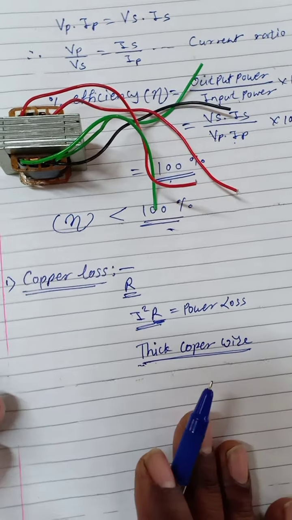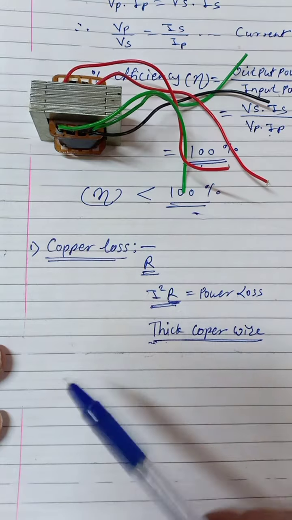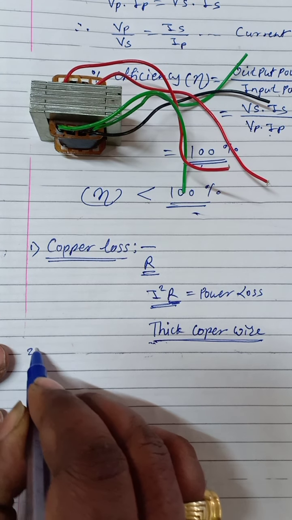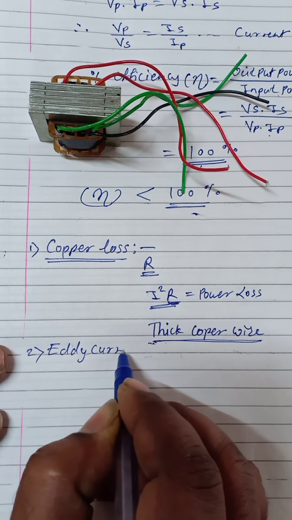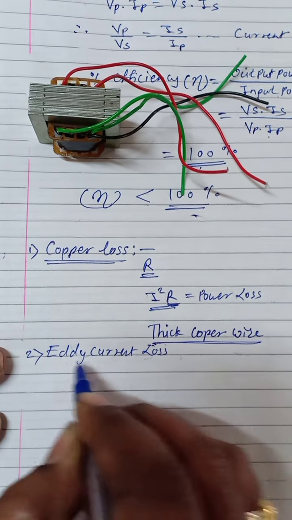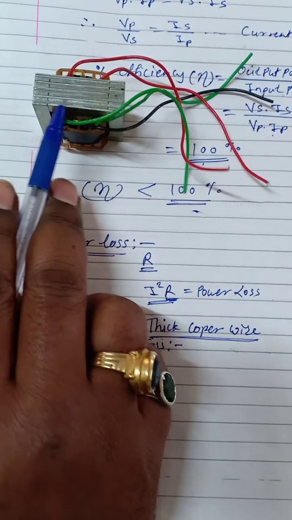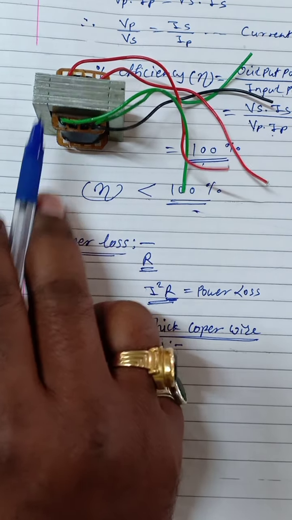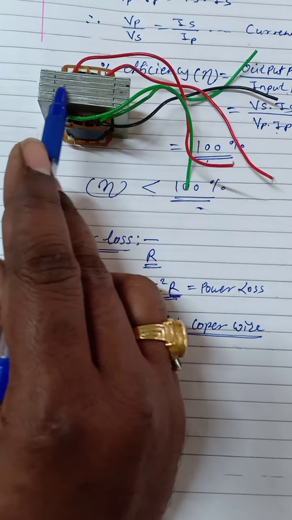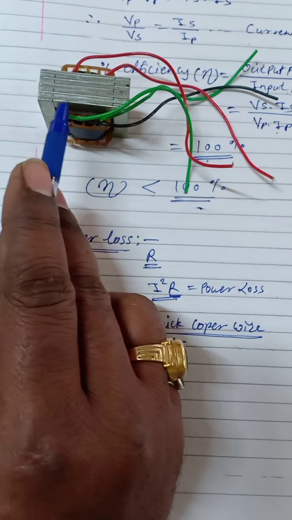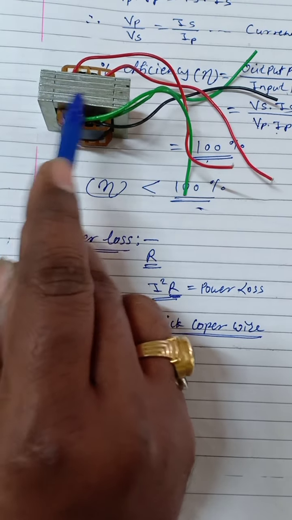So this is known as copper loss, which is just because of the resistance of the copper wire used in the transformer. The second one is eddy current loss. What do you mean by eddy current? Suppose this is the iron core on which the transformer is formed. If you observe here, the iron core is used in multiple strips. This core is built with multiple strips.